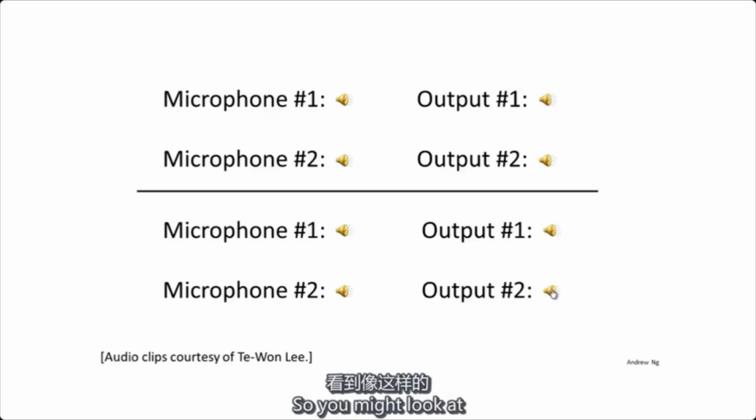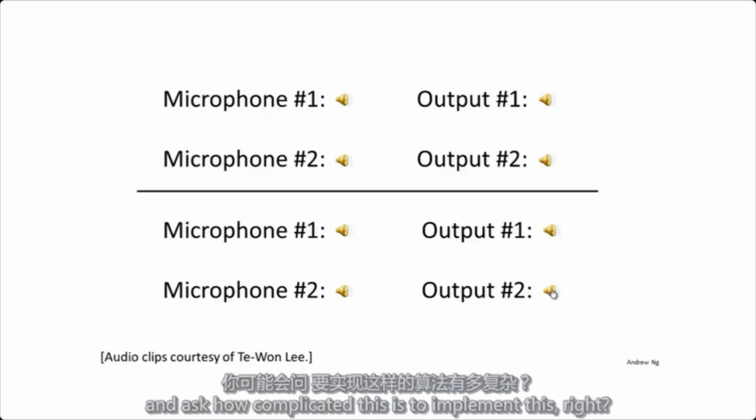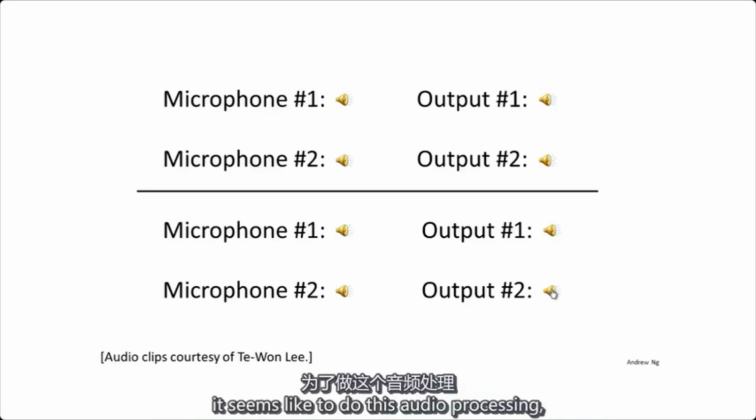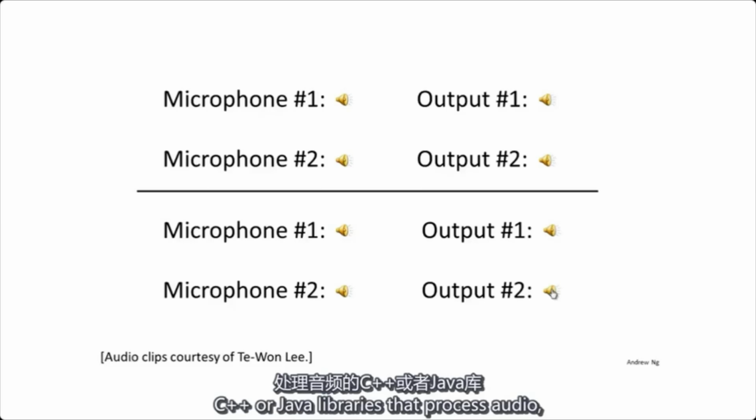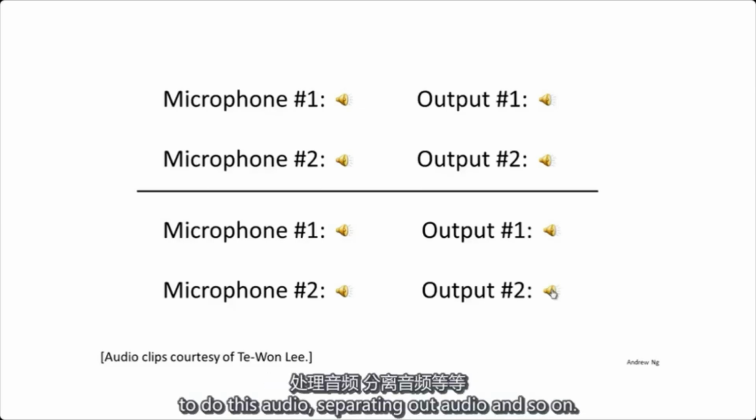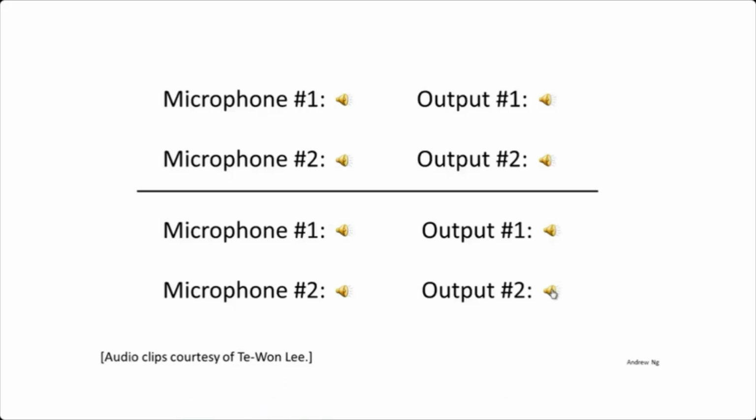So you might look at an unsupervised learning algorithm like this and ask, how complicated is it to implement this, right? It seems like in order to build this application, to do this audio processing, you need to write a ton of code or maybe link into a bunch of C++ or Java libraries to process audio. It seems like a really complicated program to do this, separating out audio and so on.